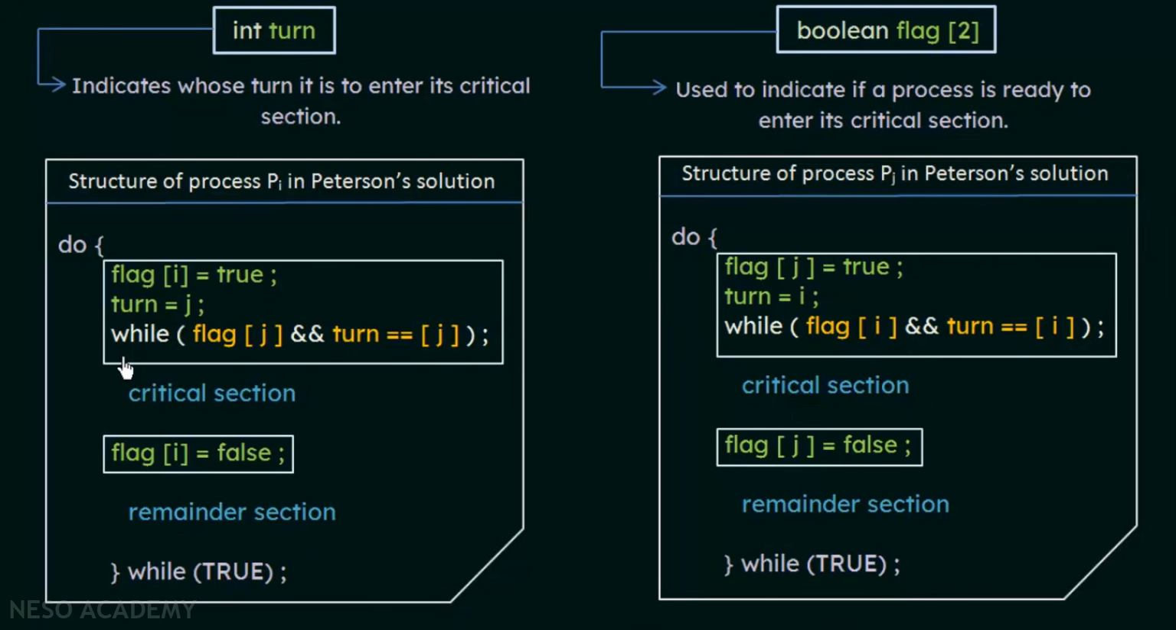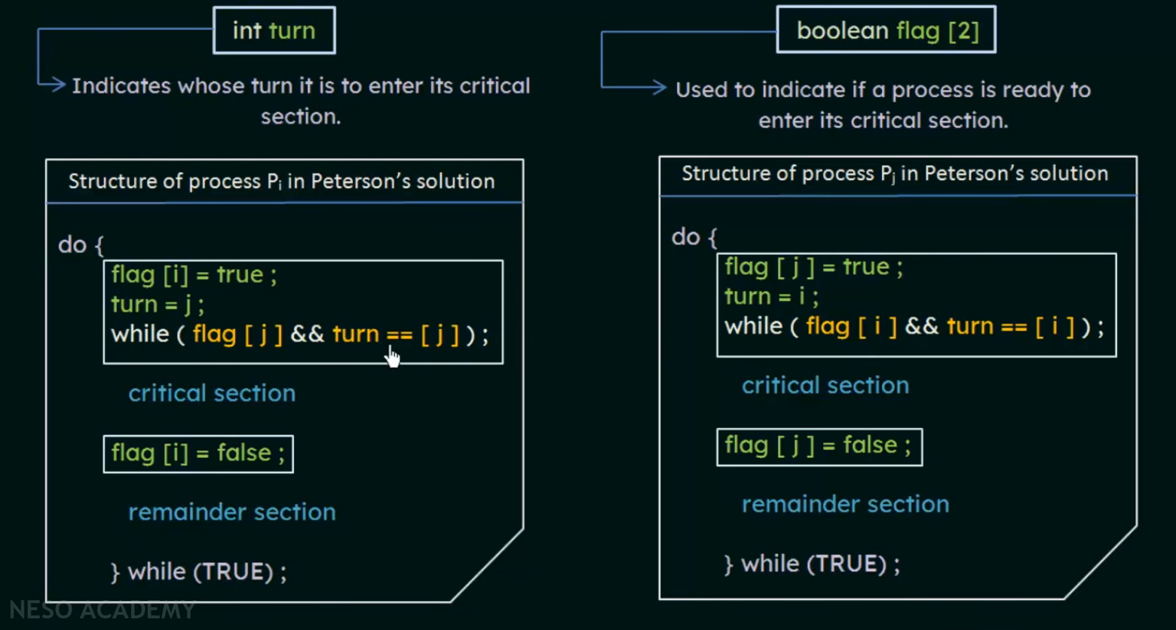So let's see this while condition of process pi. So it says here while flag of j. So what is the value of flag of j? Flag of j is true. Okay, this first condition is true. And turn is equal to j. Now what is the value of turn? Is it j or i? So I told you the final value was i. Process pj has set the turn value as i. So turn's value is not j, but it is i. So this portion is false.